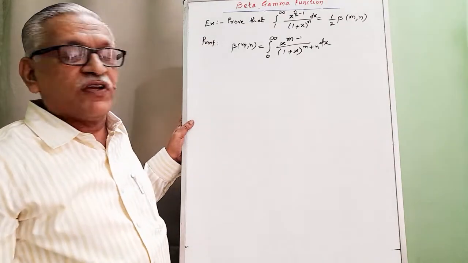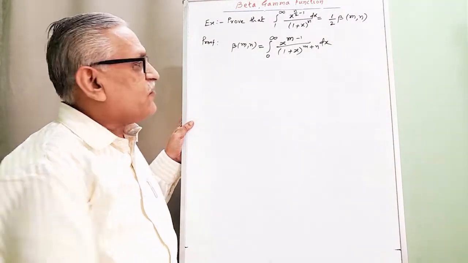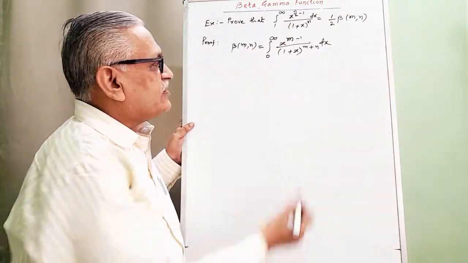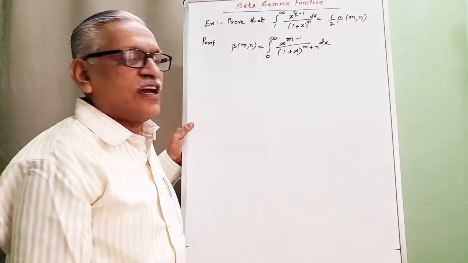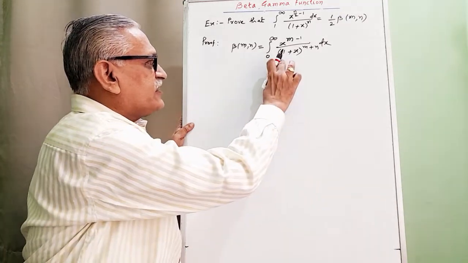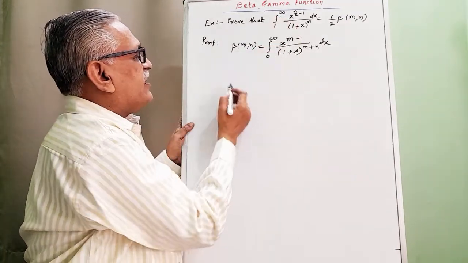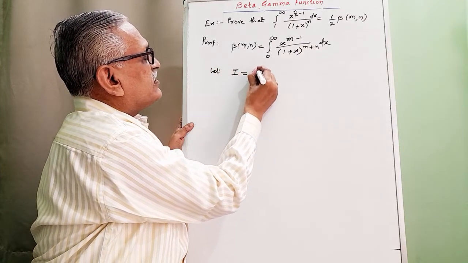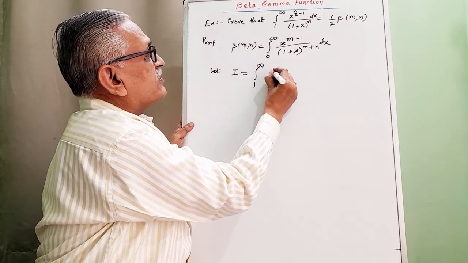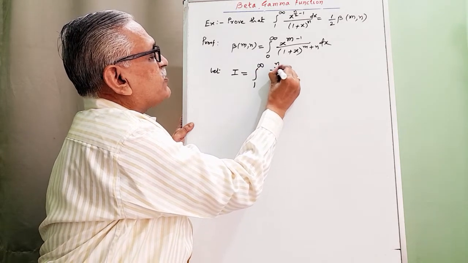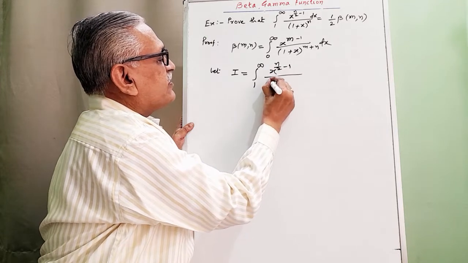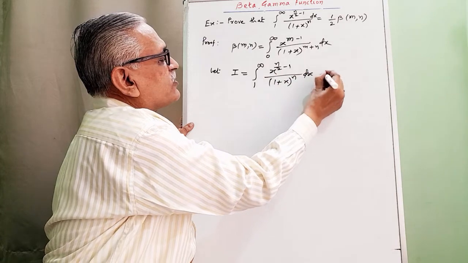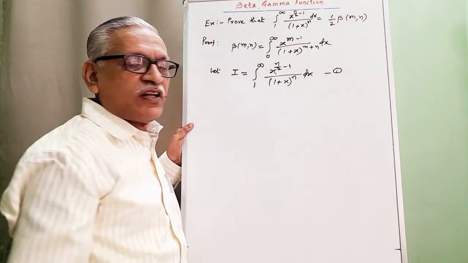We know that beta of (m, n) is the integral from 0 to infinity of x^(m-1) upon (1 + x)^(m+n). To convert into this form, we consider this as I. Let I be equal to the given integral: integration from 1 to infinity of x^(n/2 - 1) divided by (1 + x)^n, with respect to x. We call this equation 1.